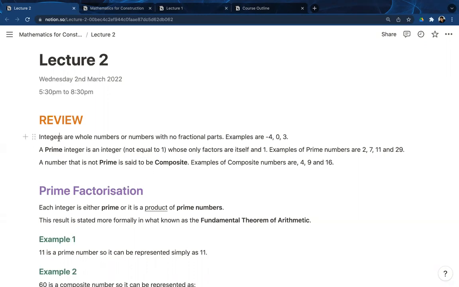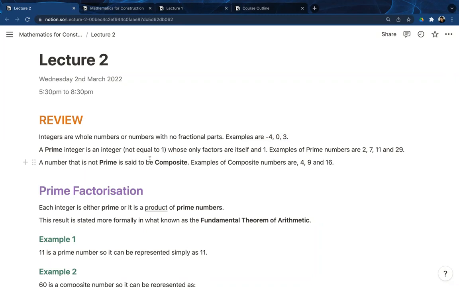We talk about an integer. An integer is a whole number, right? There's no fractional parts. So fractions are not integers unless the fractions are whole numbers, right? Like a half and a quarter, those are not integers. Those are vulgar fractions, right? No fractional parts is what makes a number an integer. So examples: -4, 0, 3.